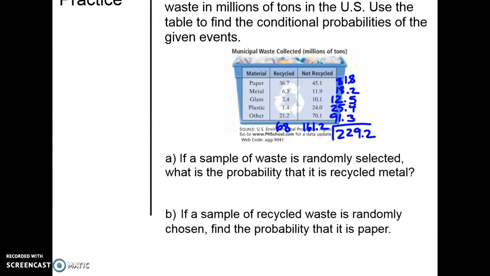So if we go to our problem A, if a sample of waste is randomly selected, what is the probability that it is recycled metal? Well, recycled metal would just be the 6.3. So we're taking one stat out of the whole table, but we're talking about all of the waste. And so our total waste would be the 229.2, and we're doing 6.3. And that divided out would be a 0.0275 or 2.75%.